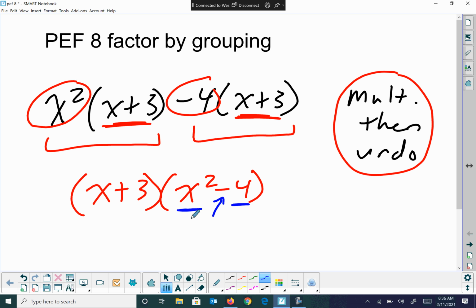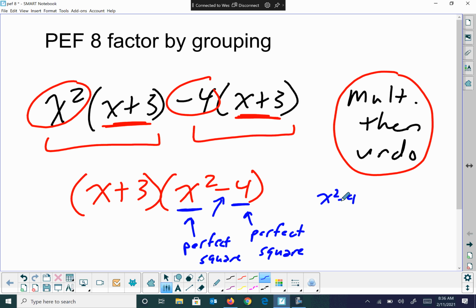Yeah. So this is a little bonus footage. So this, I'm going to put that this is a perfect square. Perfect square. And 4 is also a perfect square. So this is a precursor to something we're going to see a little bit later. Okay? Now, x squared minus 4 is going to be the same thing as x plus 2 and x minus 2.